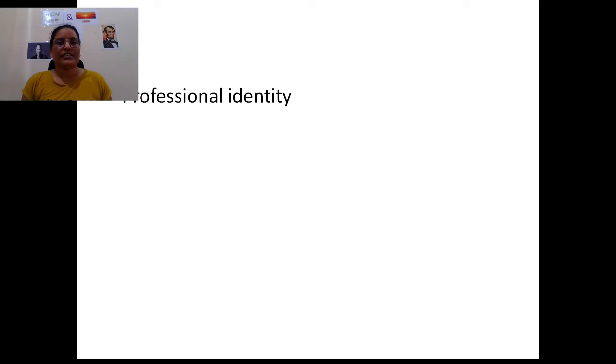Then professional identity. Because of research, our professional identity exists, because without research, the existence of any profession, not only nursing, is in danger. A profession needs improvement and growth, and where does that growth come from? From research. That's why it's the professional identity of our profession.